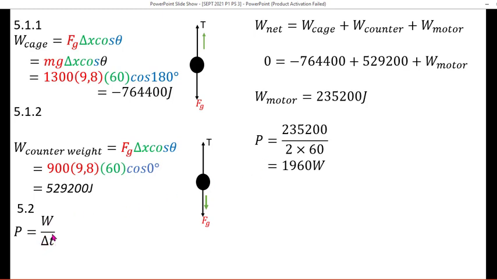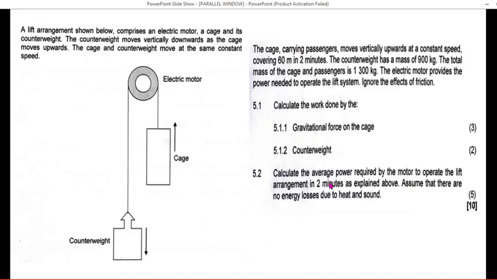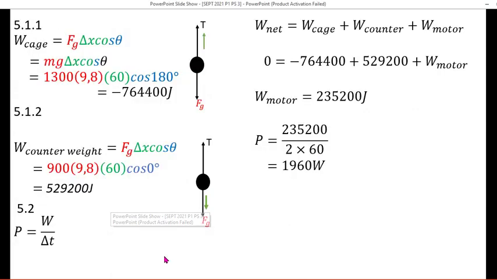Remember, when we use this formula, time should be in seconds, but what is the unit of time? We're given time in minutes, 2 minutes, so we have to convert 2 minutes to seconds. That gives us work done by the motor, 235,200 divided by 2 minutes times 60 seconds. And then when we use our calculators, we get the average power of the motor to be 1,960 watts.